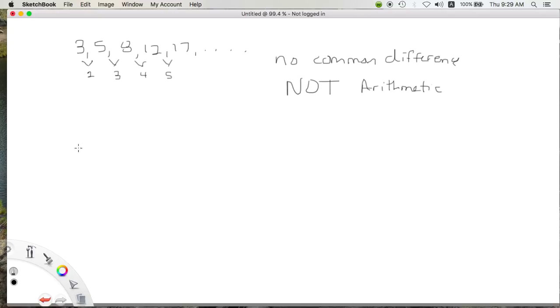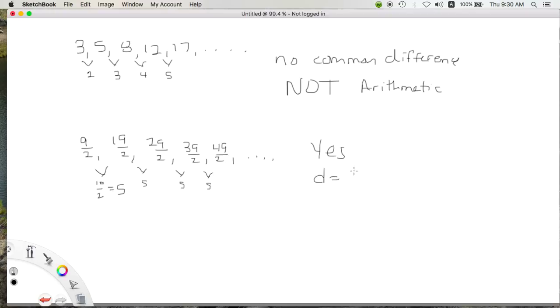Now what about if we have this one? 9 halves, 19 halves, 29 halves, 39 halves, 49 halves, and so on. Well, again, we look for that common difference. We're adding 10 on the top every time, which means we're adding 10 over 2 because of adding fractions, which is 5. And we look here, we're adding 10 over 2, so we're adding 5 again, and again here, and again here. So yes, this is an arithmetic sequence because our common difference is 5.